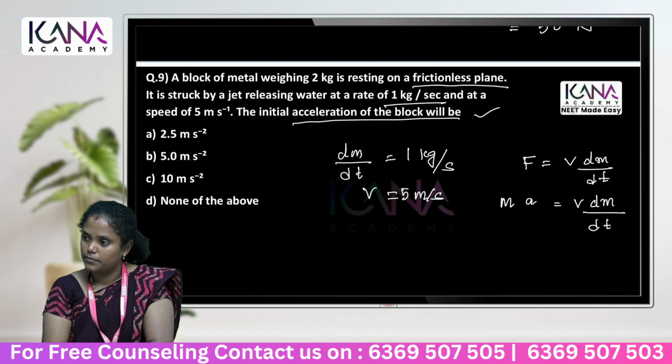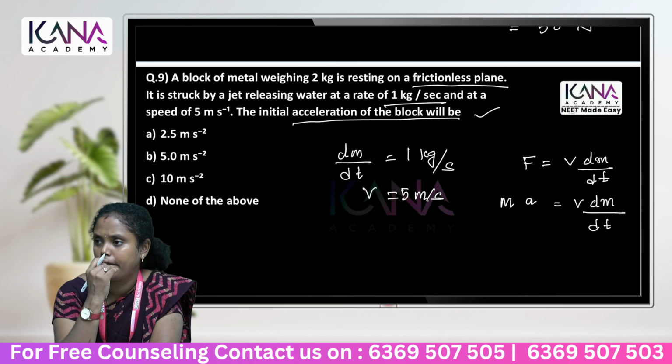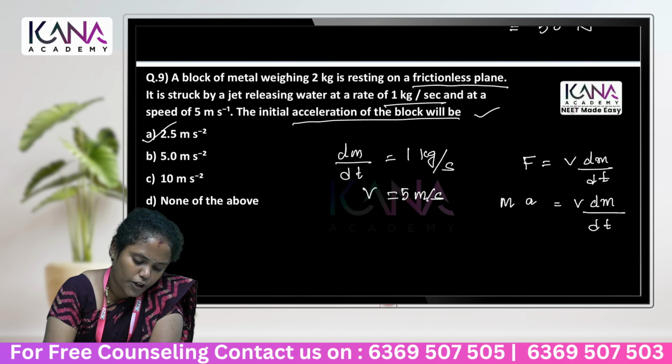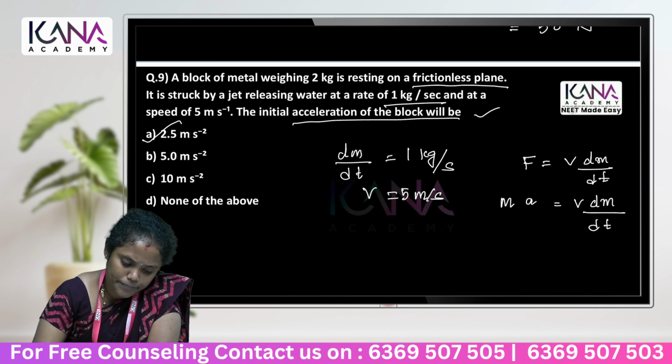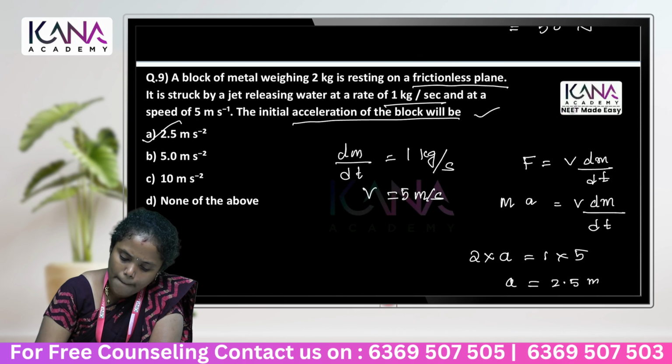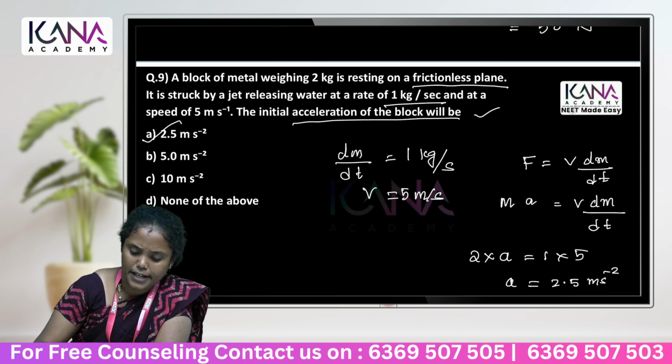2.5 meter per second square is... Everyone getting 2.5 meter per second square? Yes, dears, it is 2.5 meter per second square. So 2 into A is equal to 1 into 5. A could be 2.5 meter per second square.